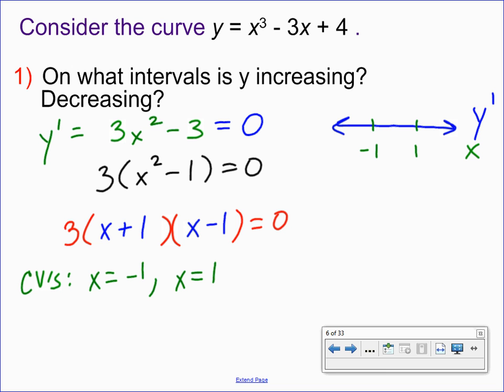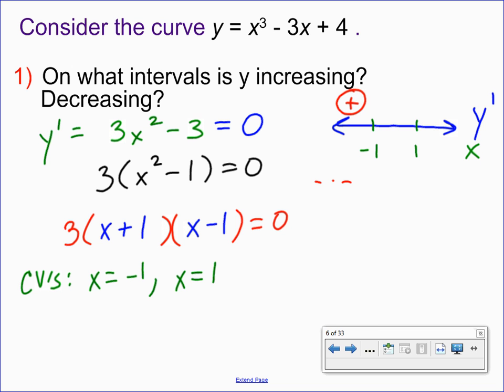I like to go in my fully factored form when I'm doing an analysis of sign charts. So I'll go to my fully factored form because that's easiest for me. If I plug in negative 2 for x, 3 is positive. Negative 2 in for x would make this factor negative. Times negative 2 in for x would make this last factor negative. So negative times negative overall is positive. It looks like y prime has positive values in the interval negative infinity to negative 1.